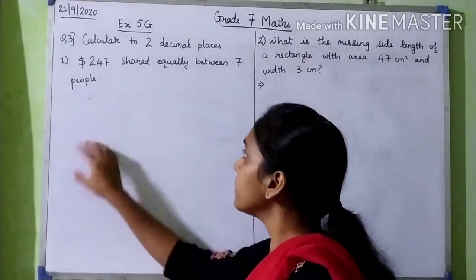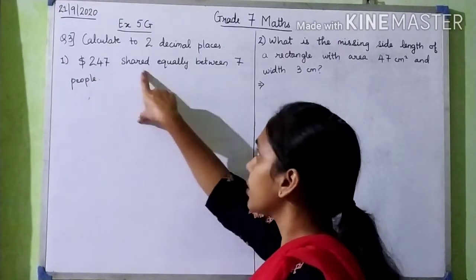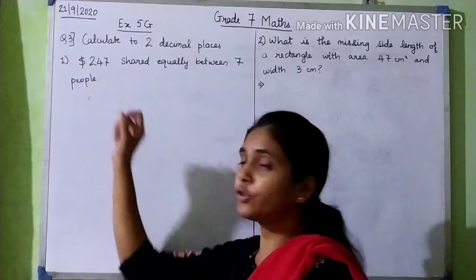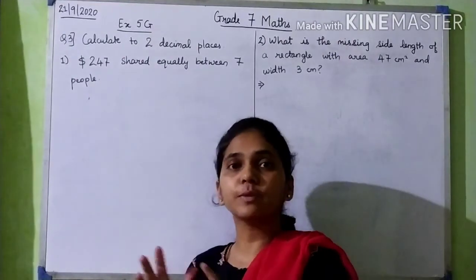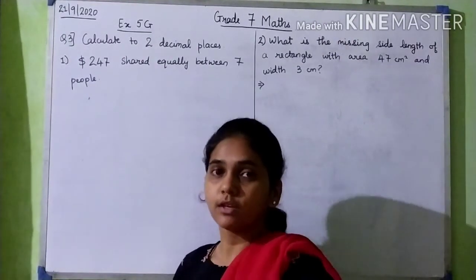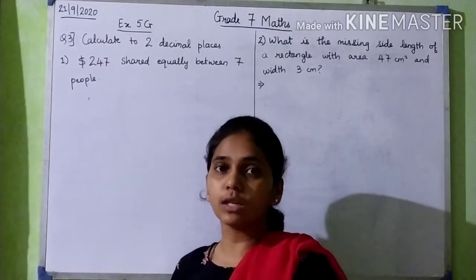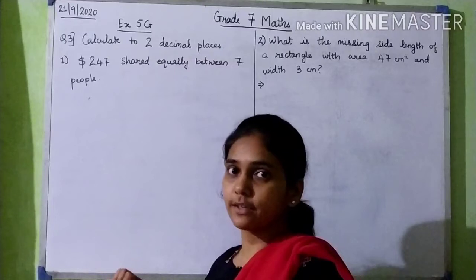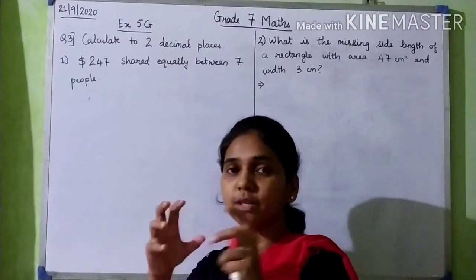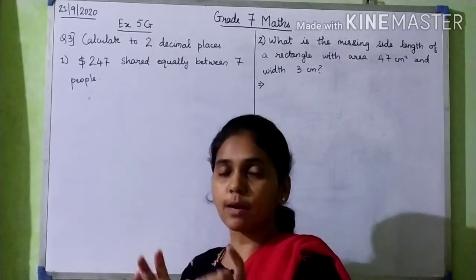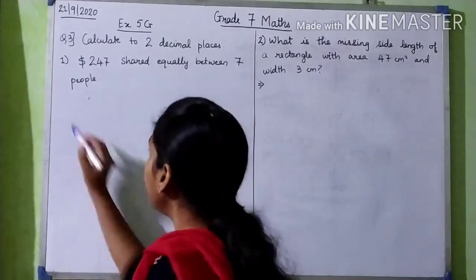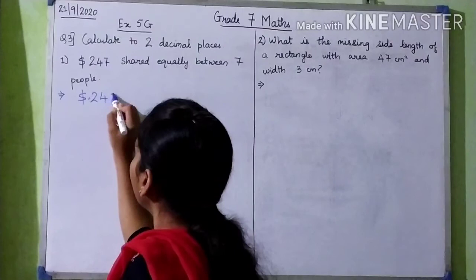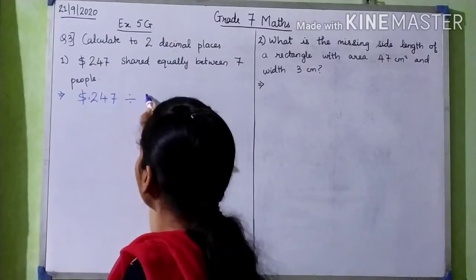The first one is $247 shared equally between 7 people. So there is an amount which is $247 and that amount is to be shared between 7 people, so that the 7 people get an equal amount. So what do we do for this? We have to divide that amount between 7 people. So divide the amount by 7. So I write $247 is divided by 7.